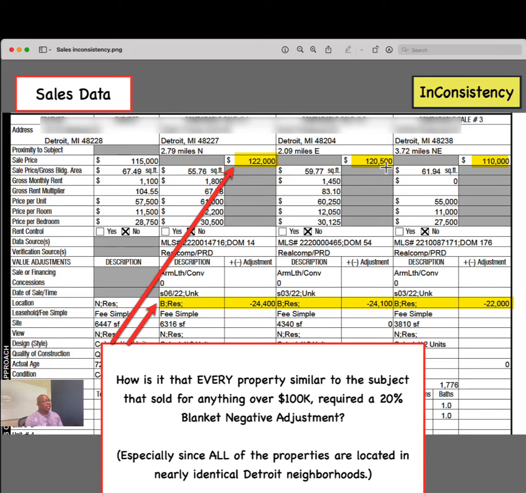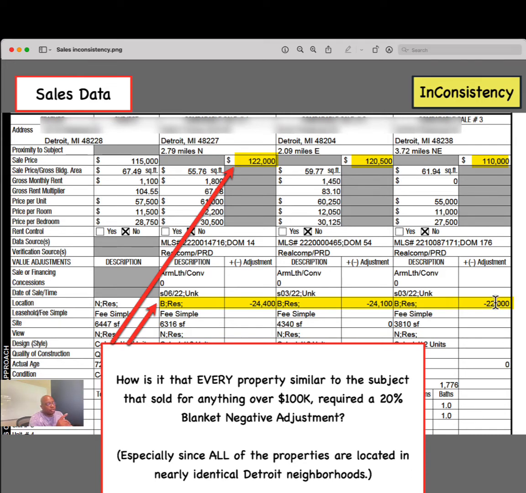So now, the appraiser found 4 properties, actually, that were all above $100,000. Remember, the homeowner received a contract or an offer for $115,000. There were 4 properties that all sold for over $110,000. Every one of them received a 20% reduction in price. Every one of them.